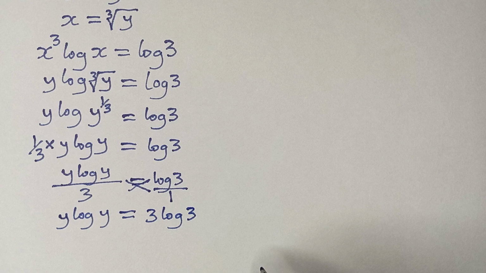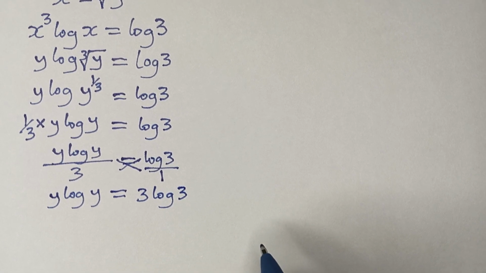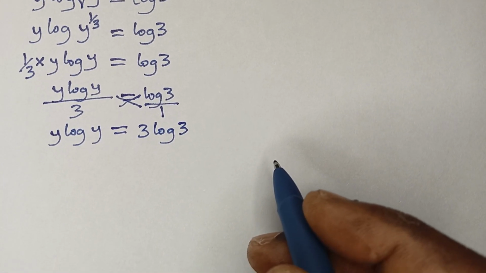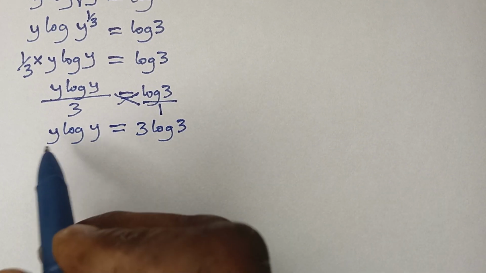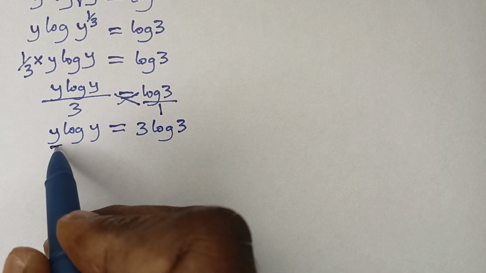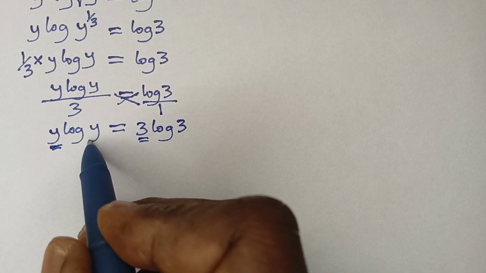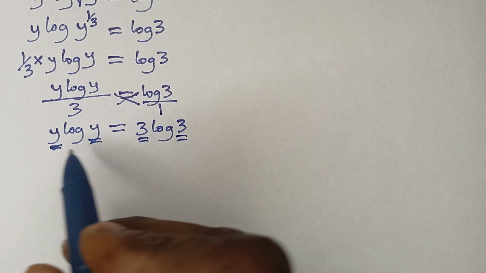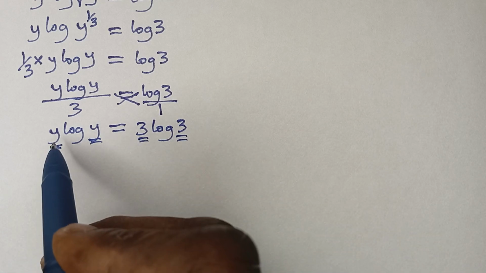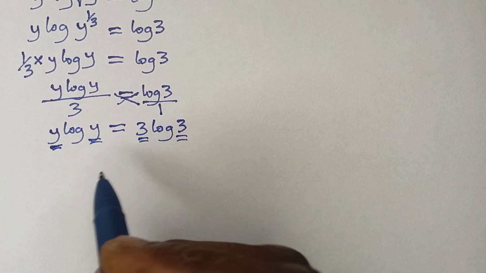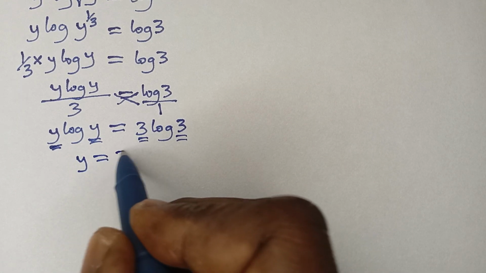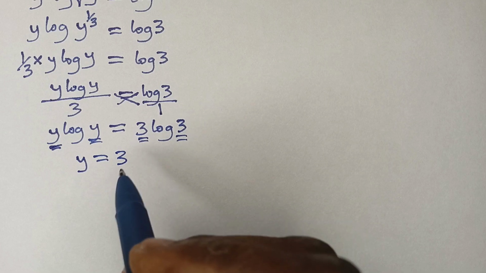So now, if you compare the terms, I want to believe you already know what the y value is. Comparing them, y log y is equal to 3 log 3. That tells us that this y is equal to this 3, just as this y is also equal to the 3. So you can see that the left-hand side is very similar to the right-hand side. So that means this y is 3 and this y is also 3. So we can conclude by comparison that y is equal to 3. So that's the value of y. But that's not our final answer.